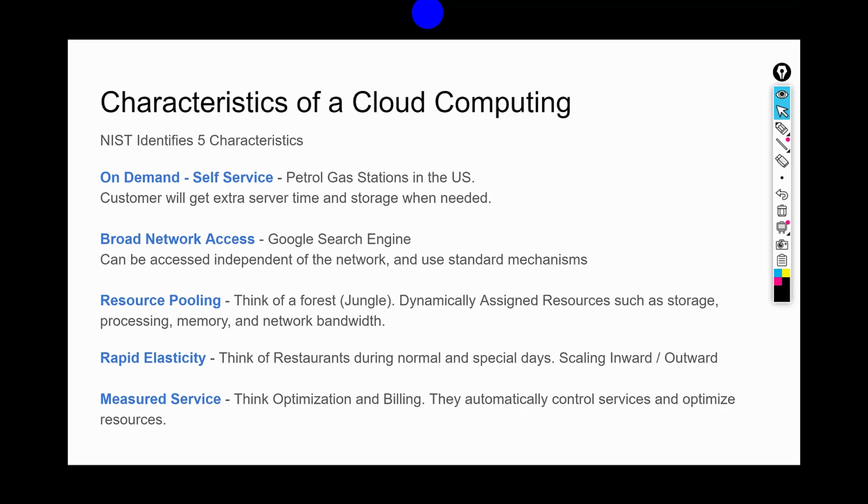Multi-tenant is basically multiple customers that are using those resources, but they obviously are in the fence line. They can't see each other's data, but they're using the same resources, the underlying infrastructure. So that is a characteristic of the cloud. So you're able to have multiple customers.